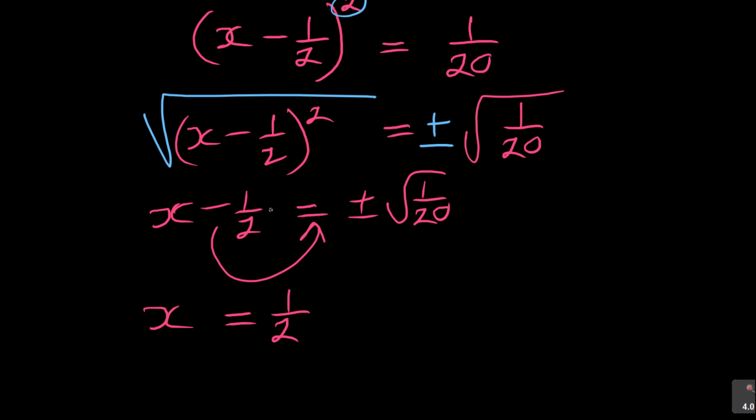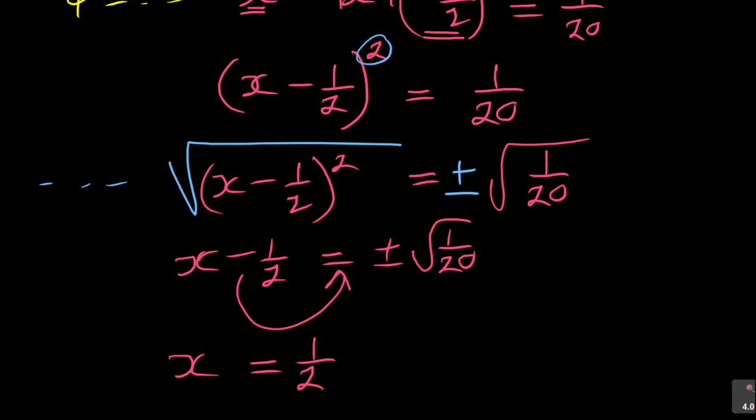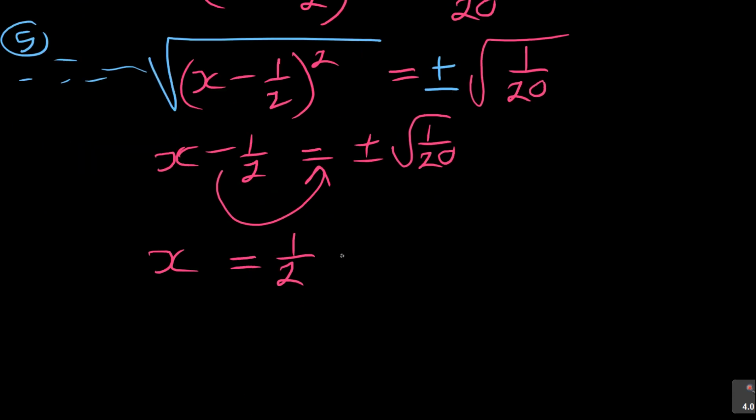Start with the number from here. Alright, so that is the number. And then this, again I forgot my stage. This is step number 5. Then the rest is just solving for x, which is plus or minus what? The square root of 1 over 20. Then you've got 2 answers that you need to solve.